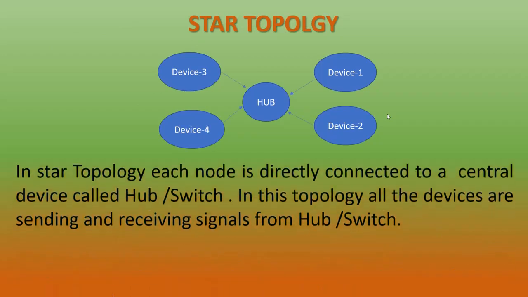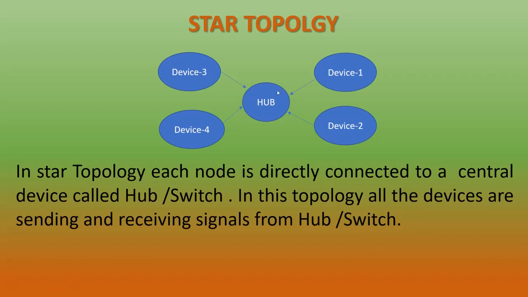Now, this topology is a central dependent topology. That means all the nodes are dependent on the central device that is known as hub. All the nodes are dependent on the hub. So, if device 1 wants to send a message to device 4, first, device 1 will send the message to the hub. From this hub, it is retransmitted to device 4.